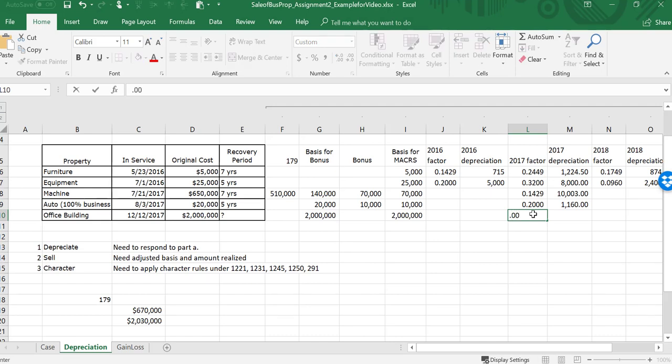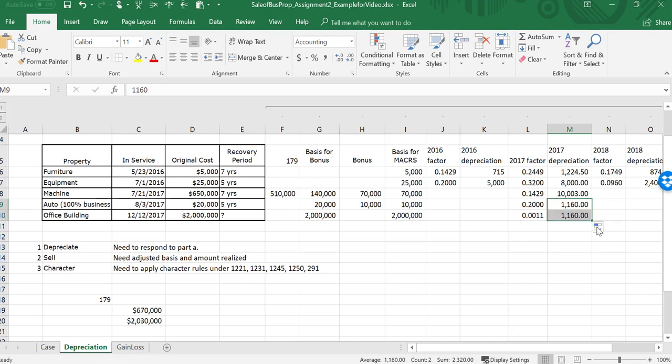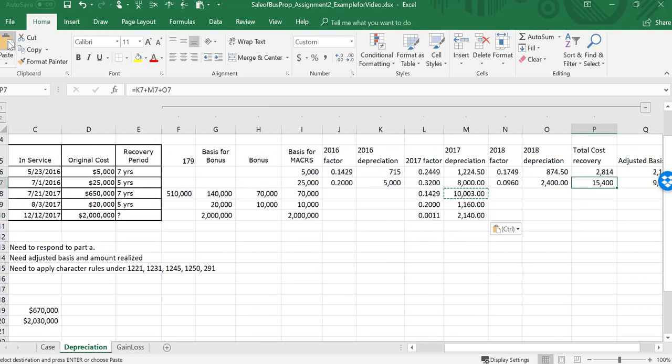Now remember, 0.107% is 0.00107. That's a mistake that students often make. But now I can calculate the depreciation for 2017. Whoops, hard-coded that in for the building. There we go. Okay, so now I need to move on to 2018.